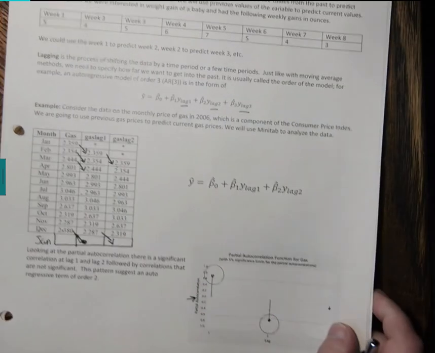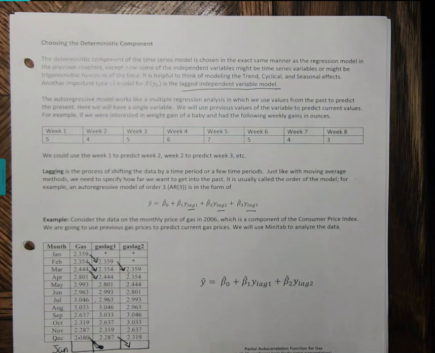So we're going to talk a little bit about how to choose the deterministic component. And it ends up that the deterministic component of the model is chosen in the exact same way as all the other regression models that we've looked at. We've still got to think about what variables we're including. It's just now these variables are functions of time, or they might be trigonometric functions of time. And additionally, we want to think about modeling that trend, that cyclical, and that seasonal effect.